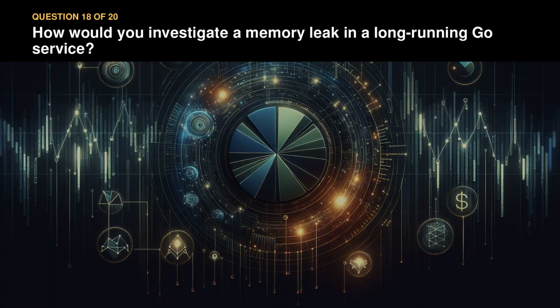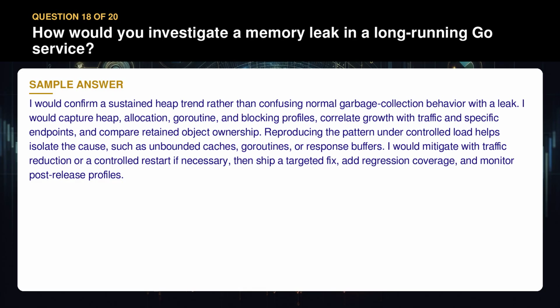Question 18. How would you investigate a memory leak in a long-running Go service? I would confirm a sustained heap trend rather than confusing normal garbage collection behavior with a leak. I would capture heap, allocation, Goroutine, and blocking profiles, correlate growth with traffic and specific endpoints, and compare retained object ownership. Reproducing the pattern under controlled load helps isolate the cause, such as unbounded caches, Goroutines, or response buffers. I would mitigate with traffic reduction or a controlled restart if necessary, then ship a targeted fix, add regression coverage, and monitor post-release profiles.